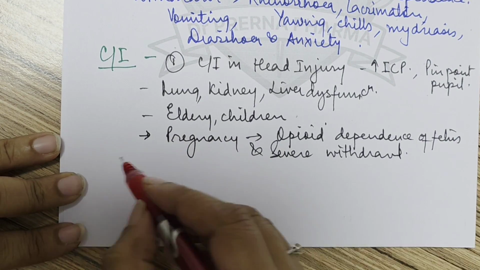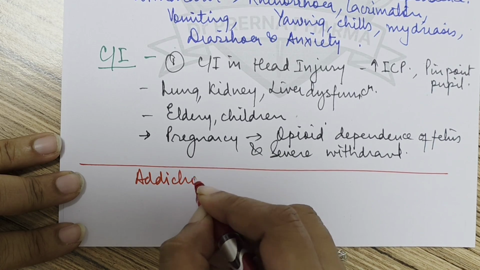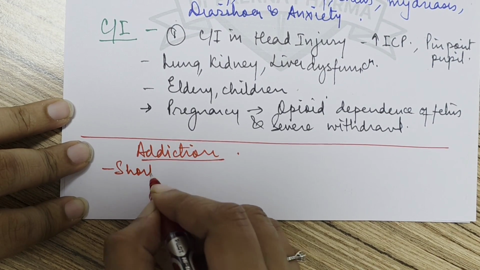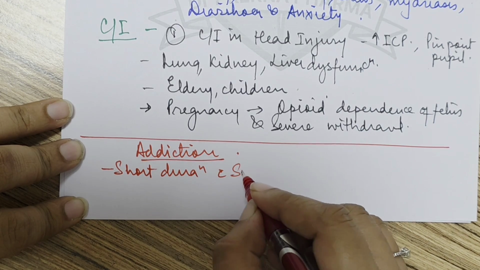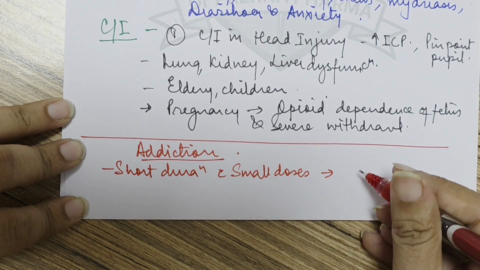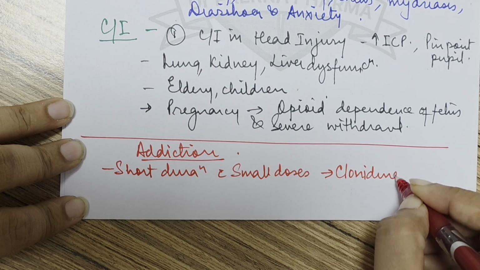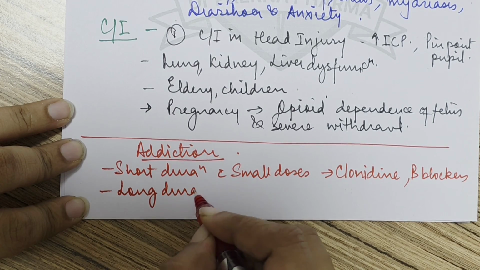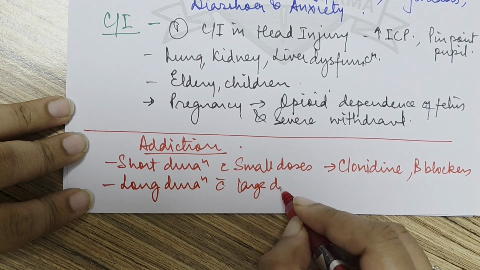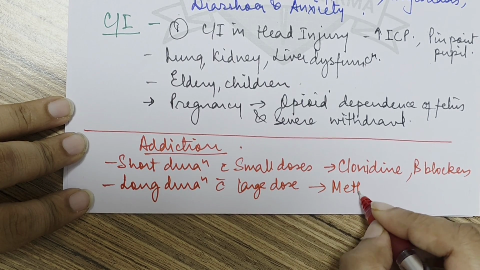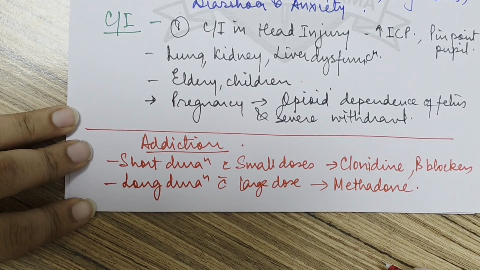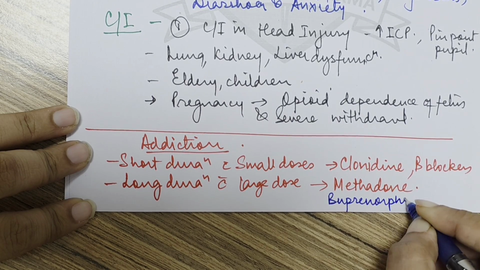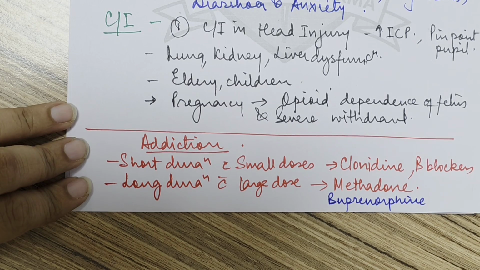So now let's see the treatment of addiction. Now, if addiction is of short duration and small doses, then you can give clonidine or beta blocker. Okay, but if it is a long duration addiction with large doses, then sudden withdrawal will be dangerous and you have to give methadone maintenance therapy, which we have discussed earlier also. Buprenorphine can also be given as an alternative to methadone for management of opioid withdrawal.